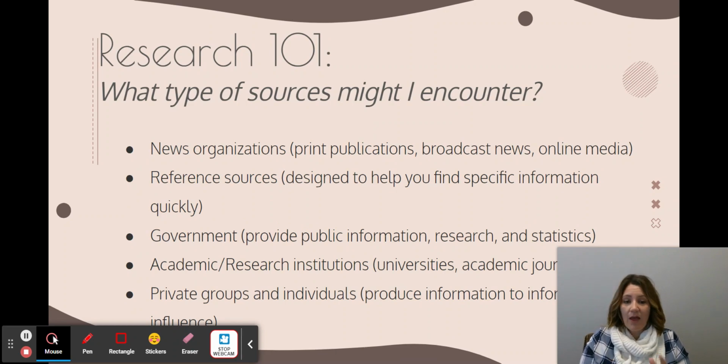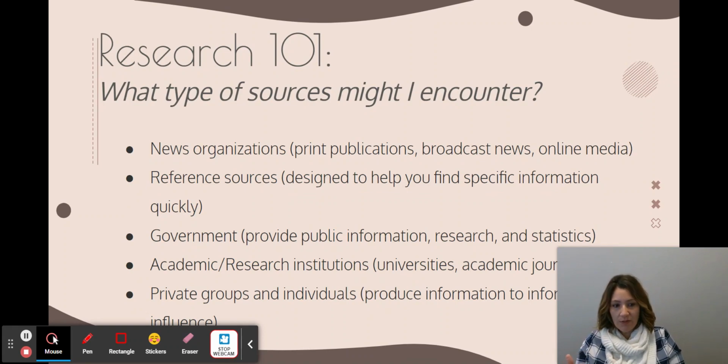So you could have a lobbyist group, you could have a business, you could have an advocacy group, you could have a nonprofit. There's lots. The private groups and individuals, that's a huge umbrella. One thing you're going to notice on this little slideshow is that there isn't anything that says social media, because social media is not a source. It's a platform where people put sources on there. So actually, any of these entities could put something out on social media.